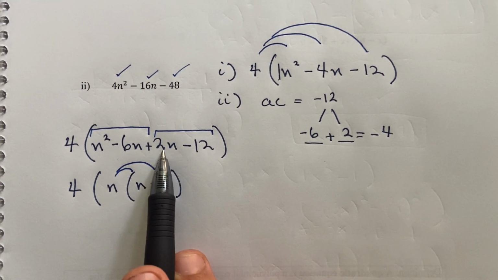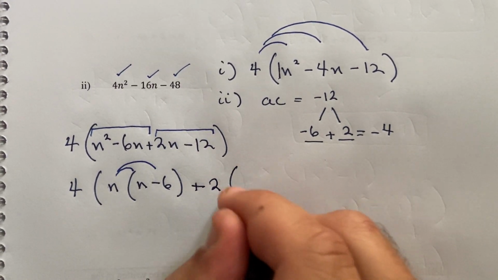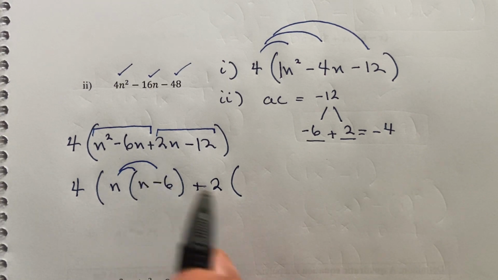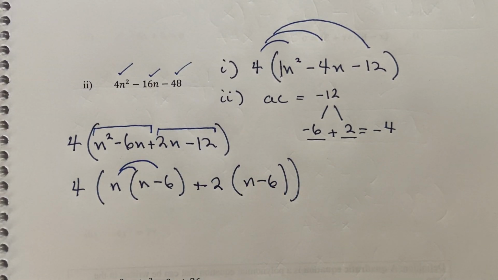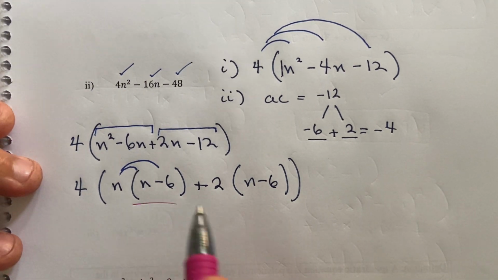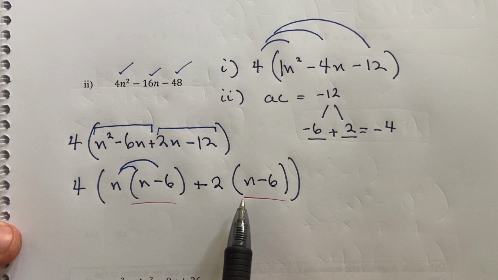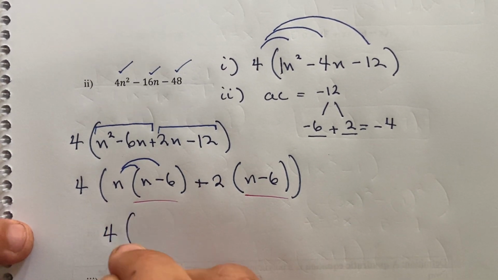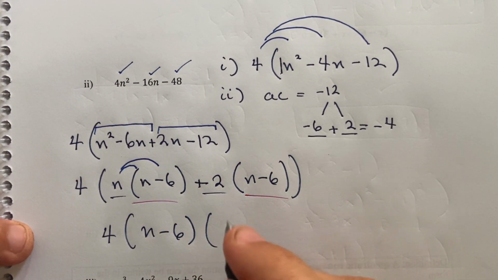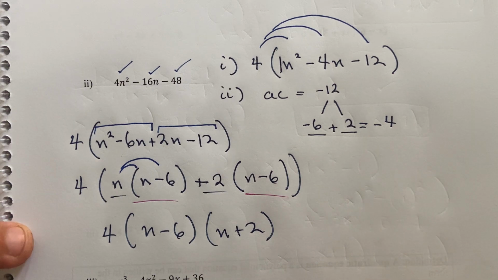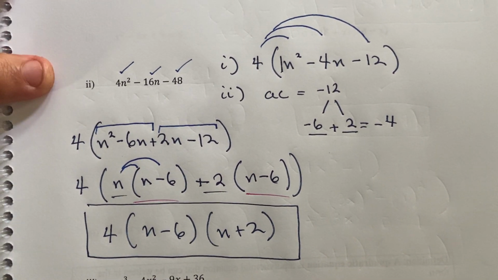Move to the second grouping, and factor out the commonality, which looks like a 2. After that 2 gets factored out, n minus 6 is left behind. That's no coincidence. These should be the same if we're doing this right. Then factor out that commonality. So 4, n minus 6, and what is left behind? n plus 2. This is the factorization of what we had here.